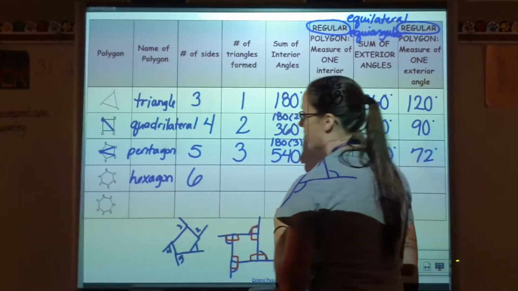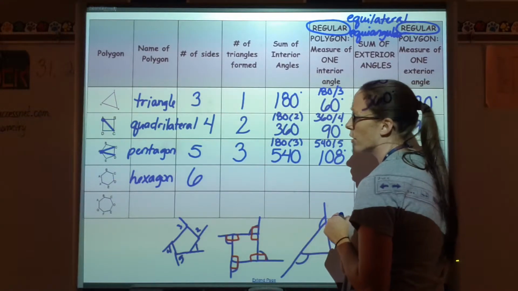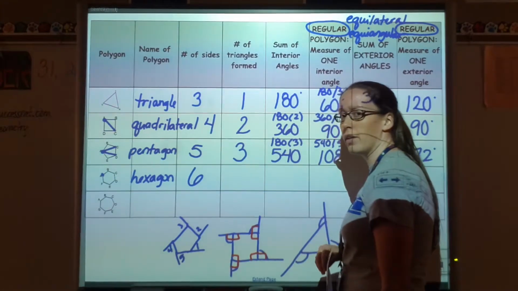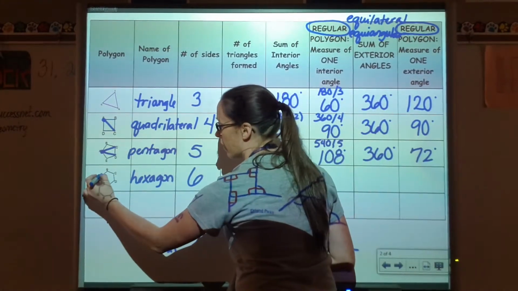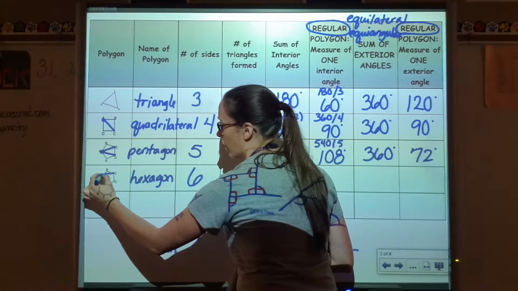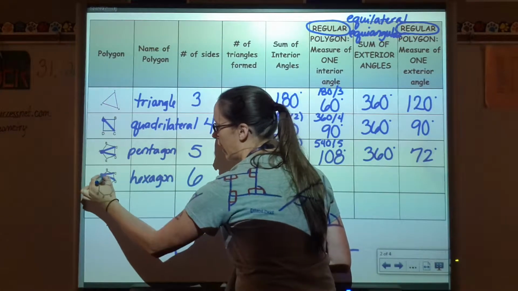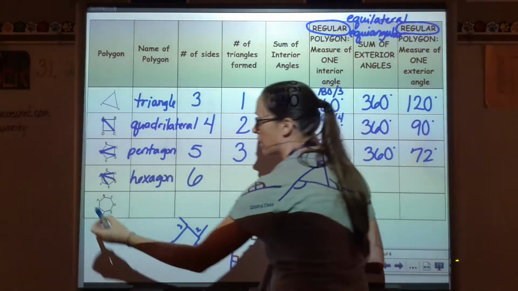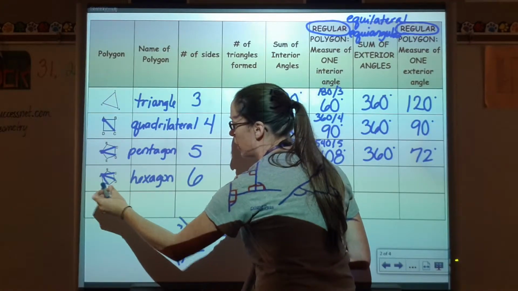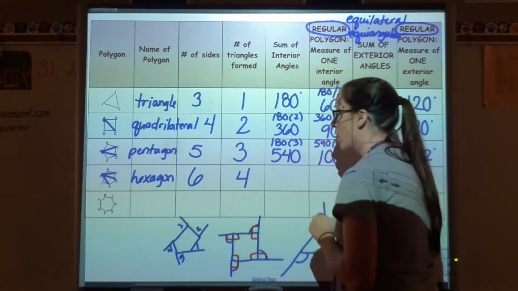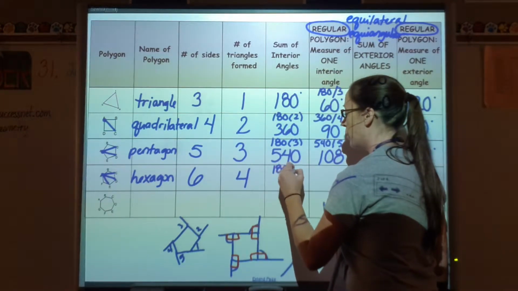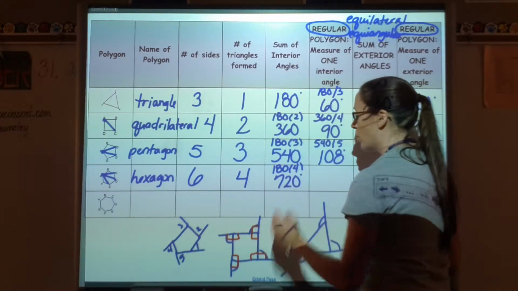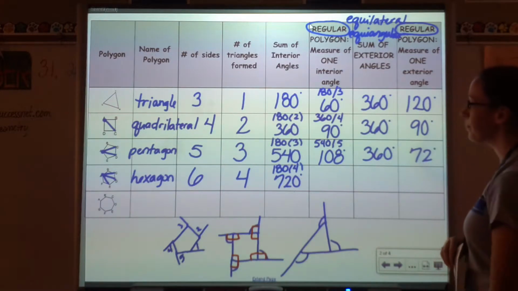We know how many sides it has. Let's talk triangles formed. Pick a vertex. I'm going to go with A. And I'm going to draw in all of the possible diagonals that I can. A to C, A to D, A to E. I cannot draw any more diagonals, so I'm going to count the triangles that I have found. 1, 2, 3, 4. 4 triangles. Each triangle is 180, so I have a total of 720 degrees for an interior sum.